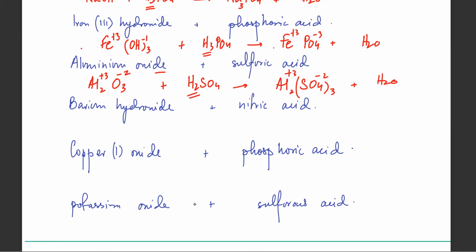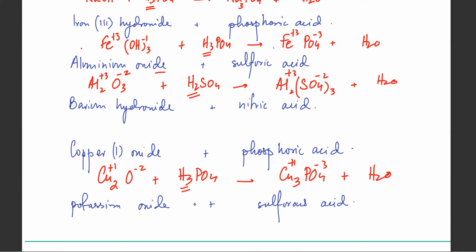Copper 1 oxide. So that means copper is plus 1. Oxygen is group 6. So it's going to be Cu2O plus phosphoric acid. Salt and water. Salt would be, get rid of the H, replace it with Cu, and plus H2O. So ये सारा clear? This is the first equation. Is this clear?